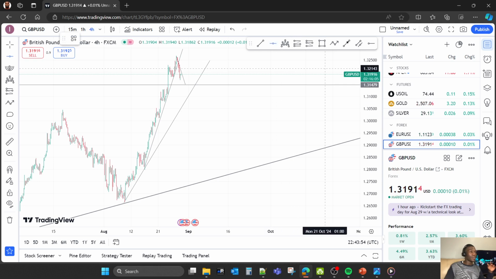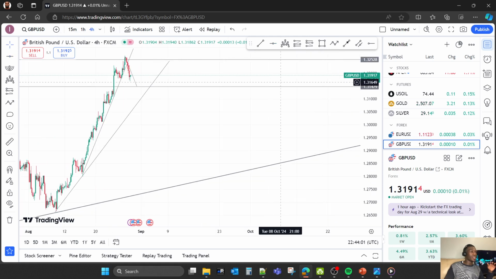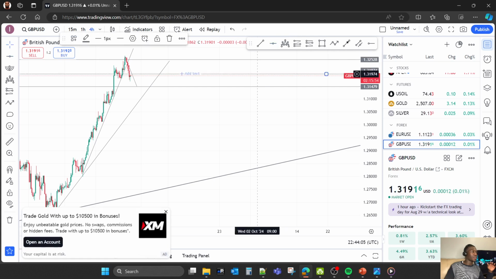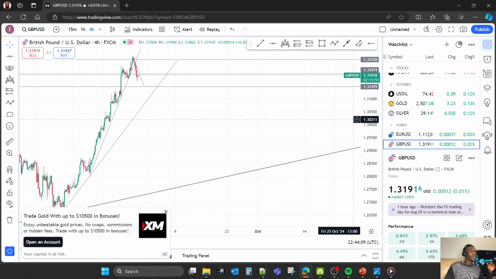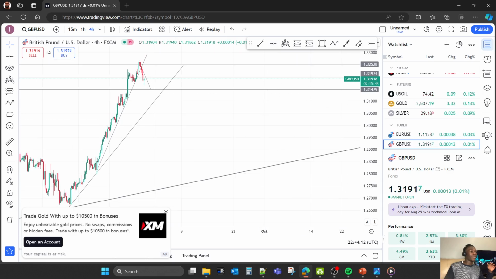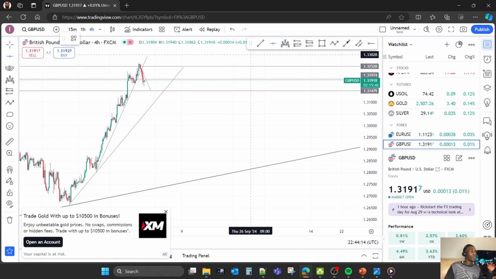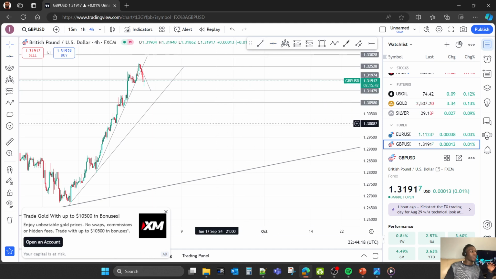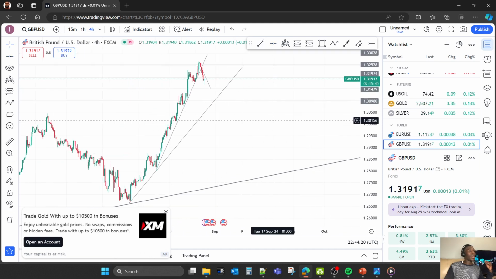Okay, there's 1.2500. This is another cycle level. I'm just gonna plot so that you guys get to see how. And there's this other one again. Then another one. Okay, and then what else?